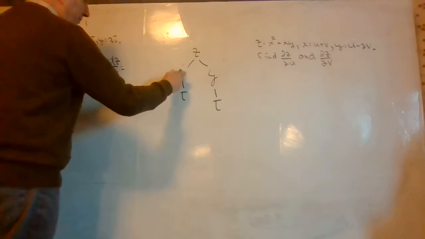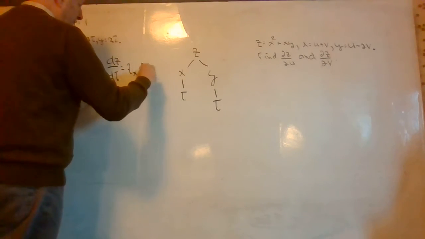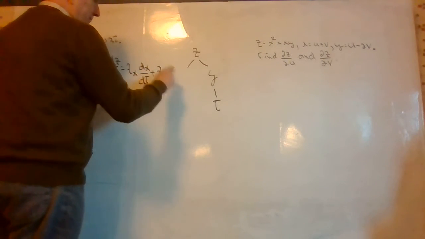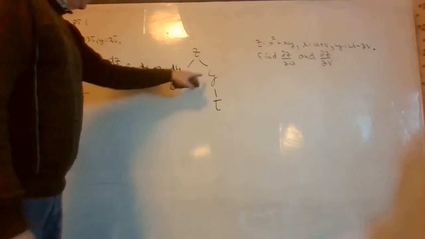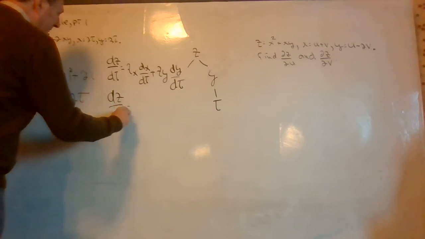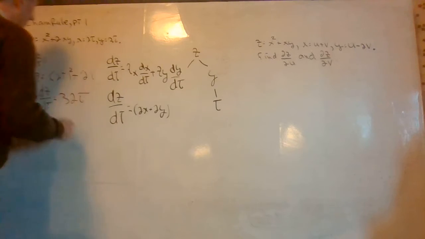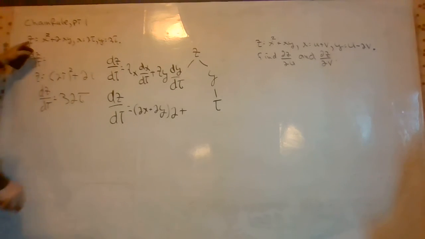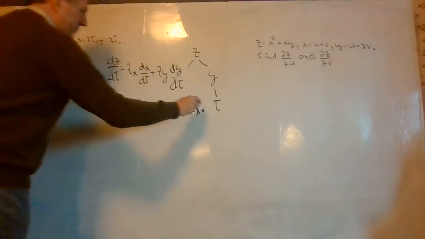dz dt equals partial of z with respect to x times dx dt plus partial of z with respect to y, okay, ran out of room here, times dy dt. We generally don't call this a partial because there's only one variable here. So we get dz dt equals partial of z with respect to x is 2x plus 2y times dx dt is 2 plus partial of z with respect to y is 2x times dy dt, which is 3.